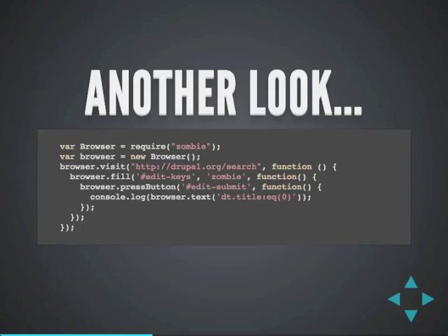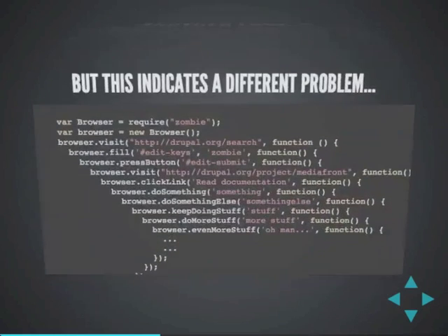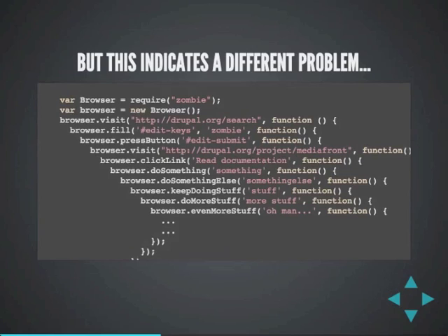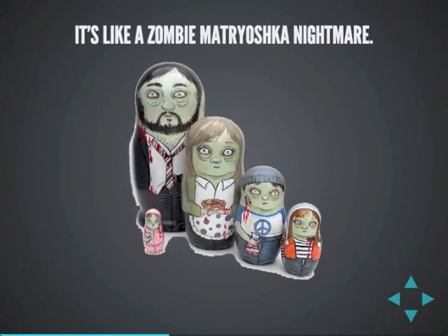But what happens if you have a really long test case? Let's say you want to press the button and fill this out, then press the button, then do something else. Your code starts looking something like this. And this really sucks. In fact, it's kind of like a zombie Matryoshka nightmare. I mean, how do I deal with this?